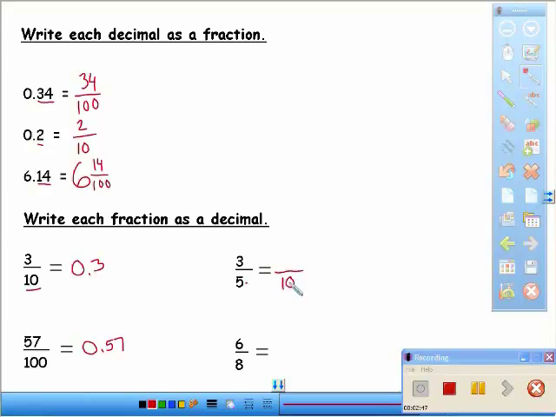5 times what is 10? We're multiplying by 2. We have to do the same thing to the numerator. So 3 times 2 is 6. 6 tenths.